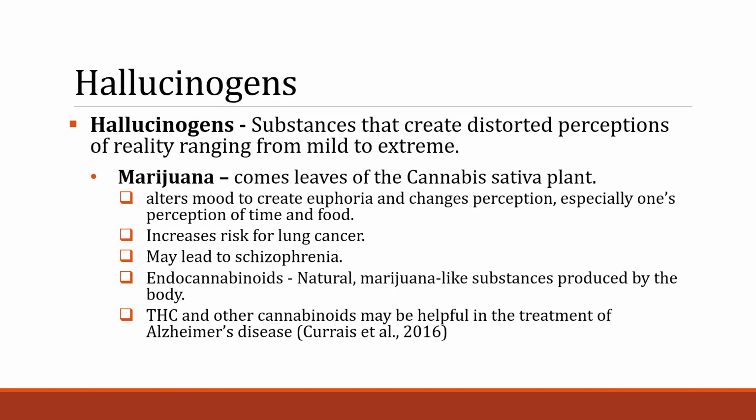And we have some naturally occurring marijuana-like substances in our body called endocannabinoids. Just take note that marijuana can be used for medical purposes, such as in the treatment of illnesses like Alzheimer's disease. Of course, this is performed under the supervision of a physician, of an expert.